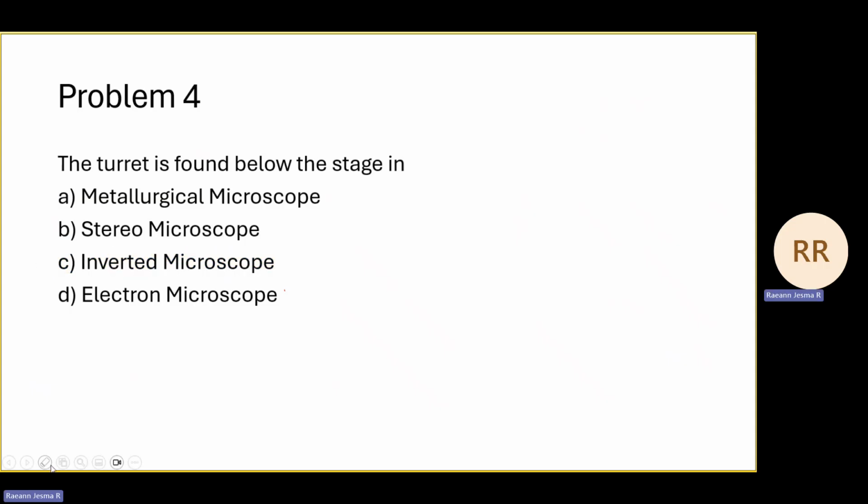Now let us see the next problem. The turret is found below the stage in option A, metallurgical microscope, option B, stereo microscope, option C, inverted microscope, and option D, electron microscope.